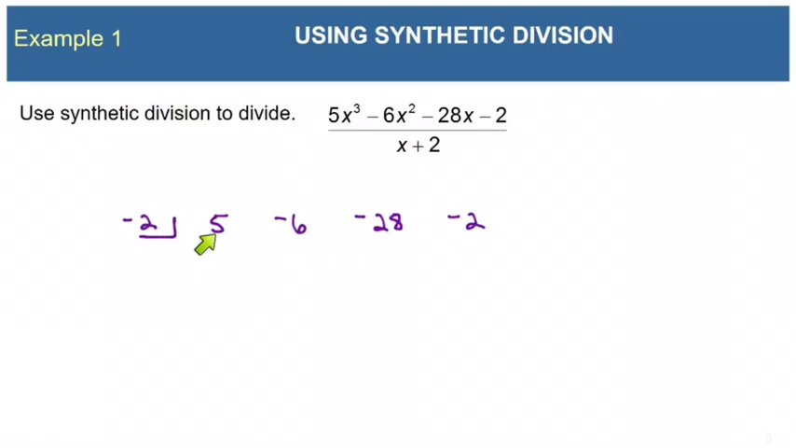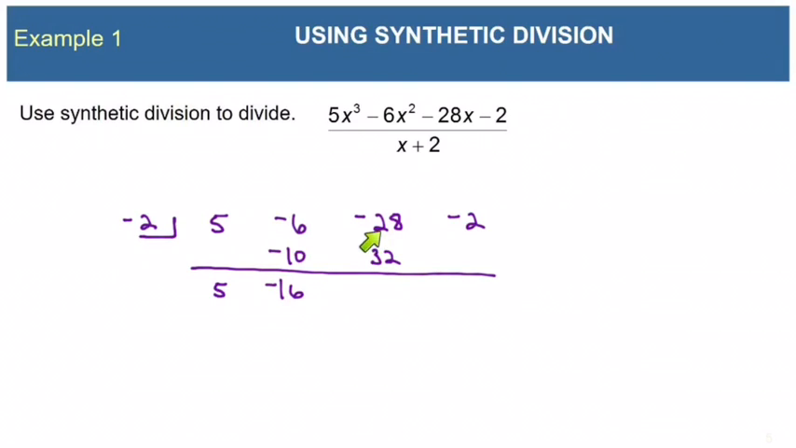And now let's go through our process. We leave a row blank because we're going to need to write numbers in that row. So pull down the 5. Now multiply. Negative 2 times 5, put that answer here. Now add. Negative 6 plus negative 10 is negative 16. Put that answer here. Now multiply. Negative 2 times negative 16 is positive 32. Put that answer here.